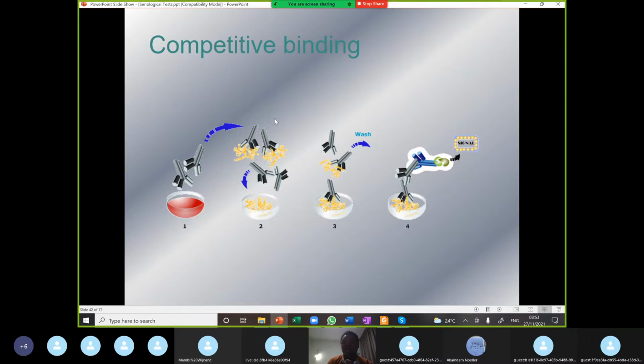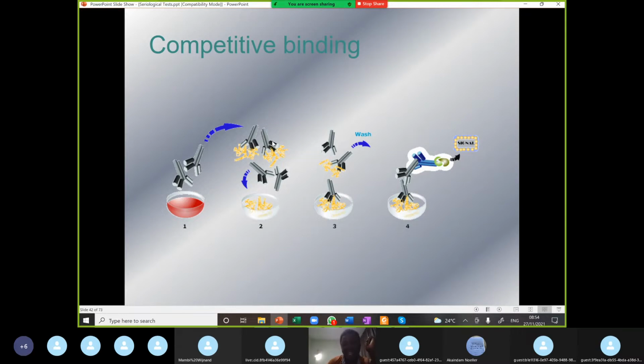Only antibodies that are not bound to the antigens outside the coated plate will be able to bind to antigens in the coated plate. And then when we wash, we're going to wash off the antibody-antigen complex that reacted outside of the coated well, and only the antigen-antibody complex that is coated onto the well will be left. And when we add the substrate, we'll observe for a signal.